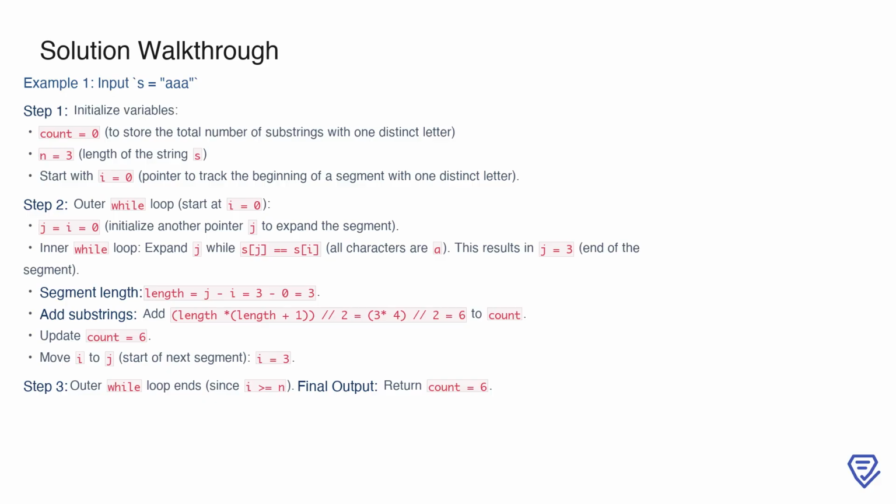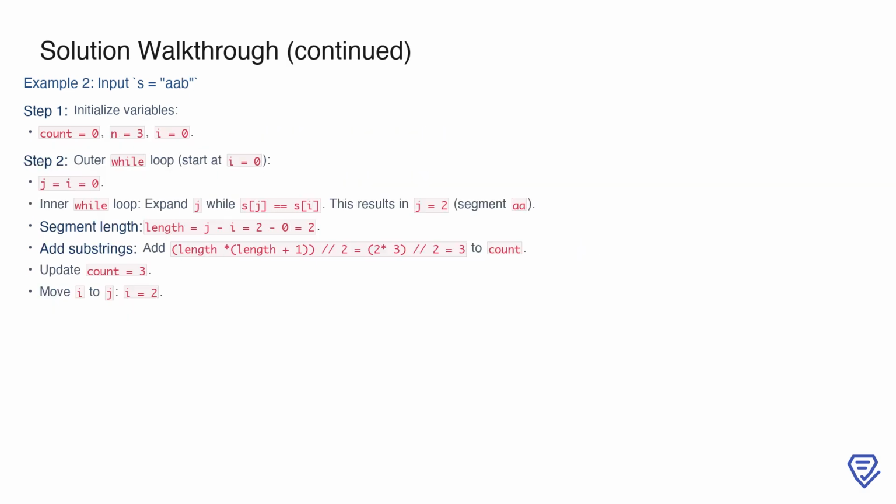To find the number of substrings in this segment, we use the formula length times (length plus 1) divided by 2, resulting in 6 substrings. We add this to count, updating it to 6. Finally, we move i to j to check the next segment, setting i to 3. Since i is now equal to n, the outer while loop ends, and the function returns count equals 6.